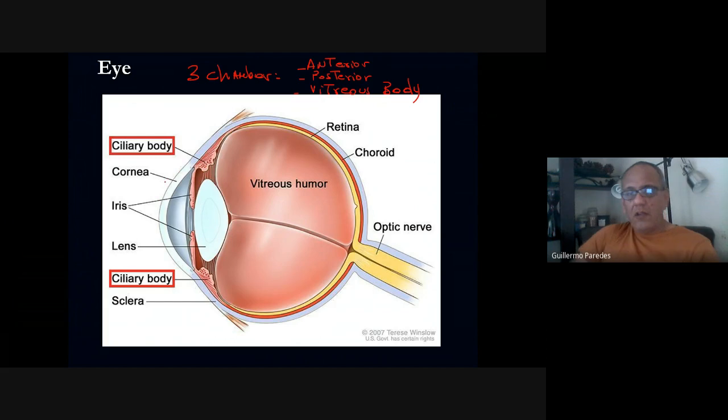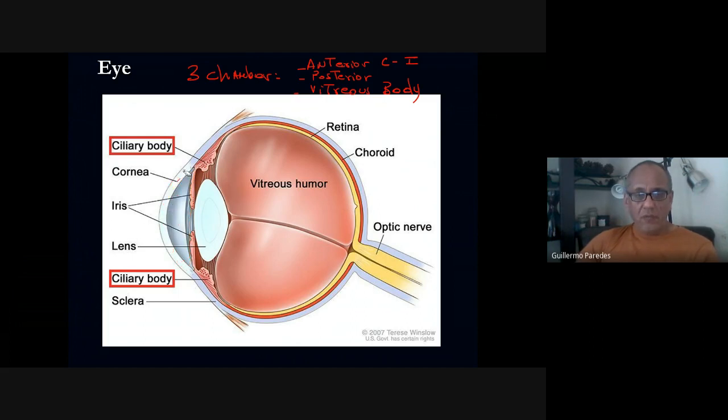Where is the anterior chamber? The anterior chamber goes from the cornea to the iris. Now we are talking about the boundaries. From the cornea to the iris, that is the anterior chamber. Where is now the posterior chamber?